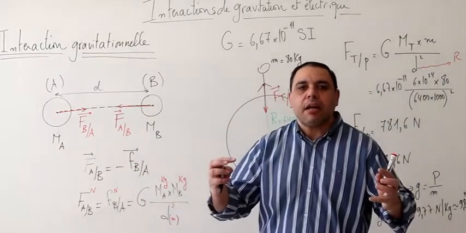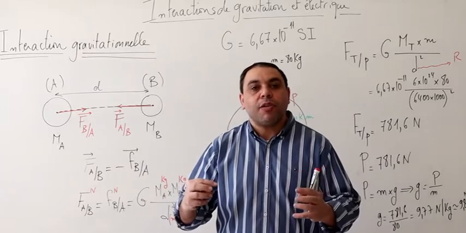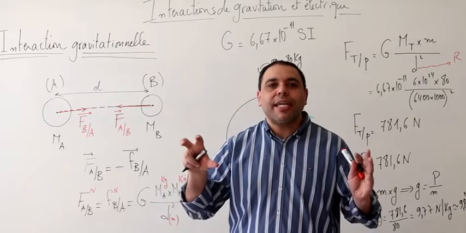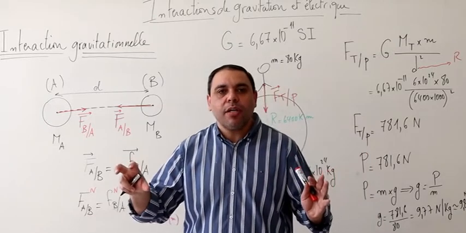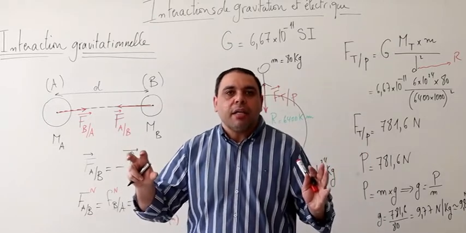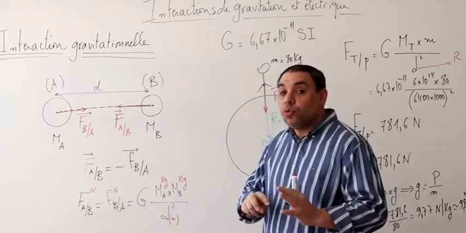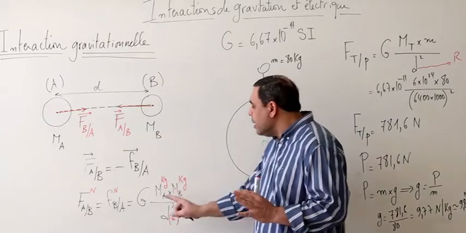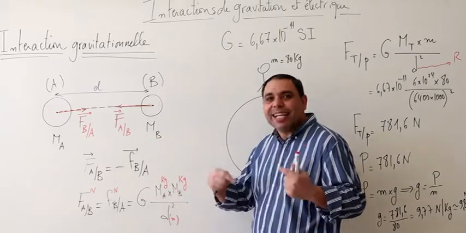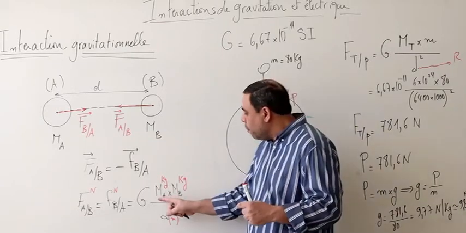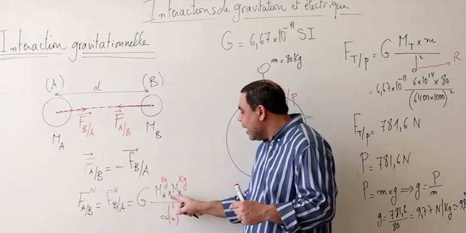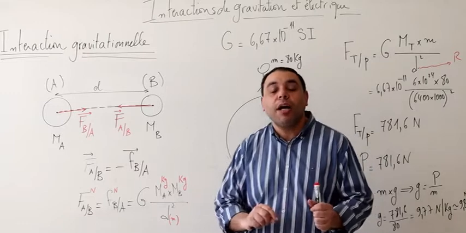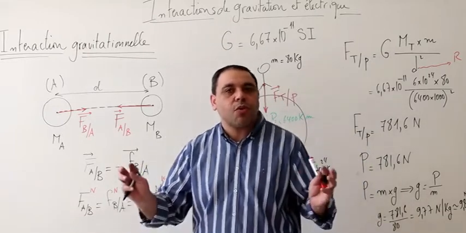In conclusion, any body at the surface of the Earth is attracted by a force called the gravitational force of attraction. This force is due to the mass of the body. This force is always an attraction. This force depends on the mass of the body and the mass of the Earth, and it also depends on the distance between their centers.